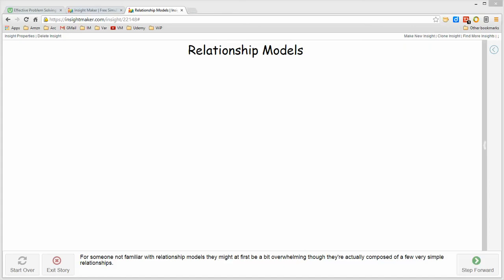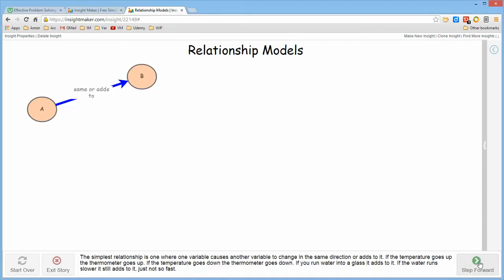Some, when initially introduced to relationship models, find them a bit overwhelming, and they really shouldn't because they're actually composed of just a couple very simple relationships, and I'll go over those in this particular segment. The simplest relationship is one where you have two different variables and A influences B in a way that B changes in the same direction that A does, or A adds to B.